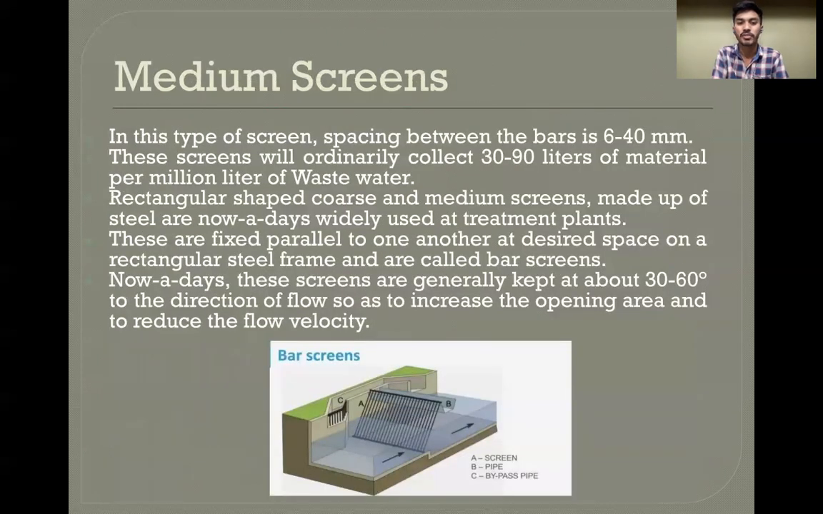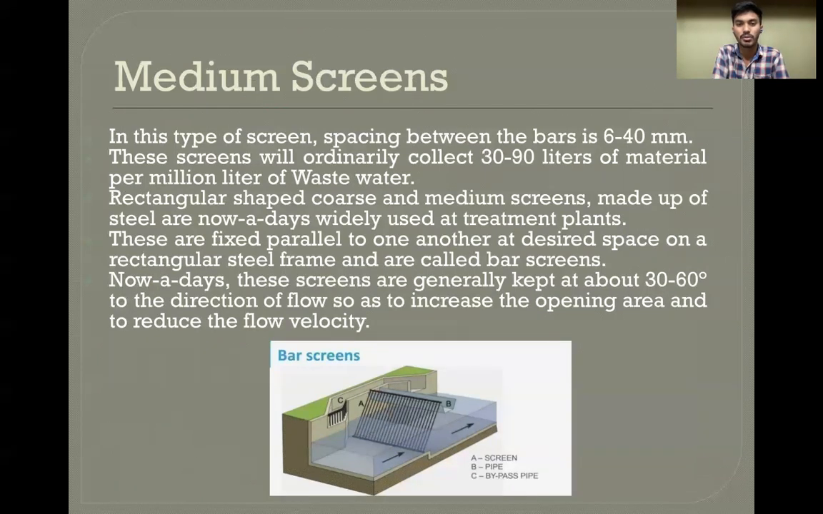Medium screens. In this type of screen, spacing between the bars is 6 to 40 millimeters. These screens will ordinarily collect 30 to 90 liters of material per million liters of wastewater.